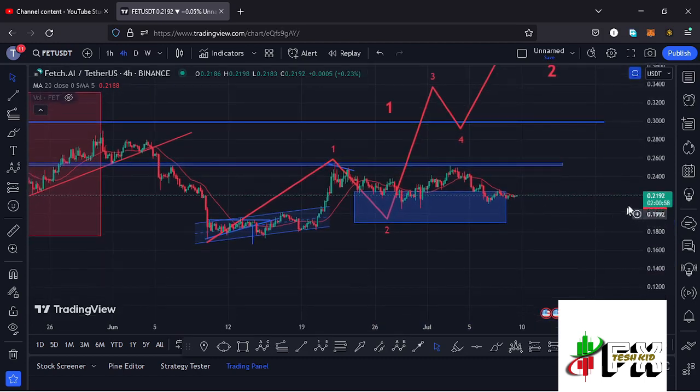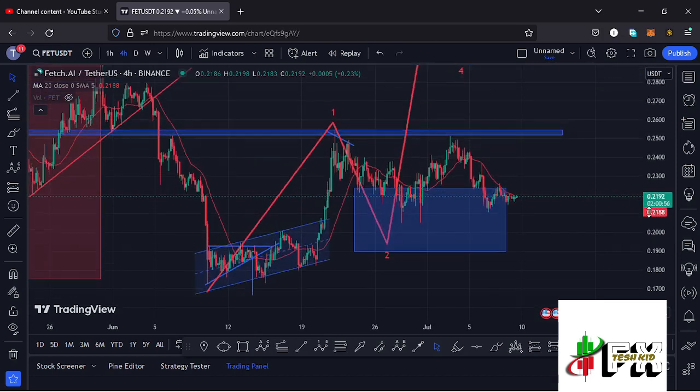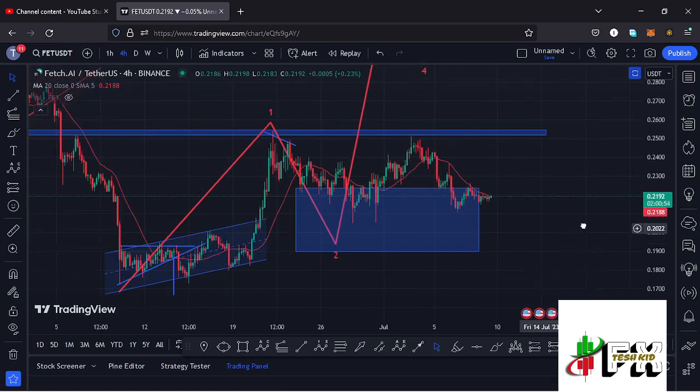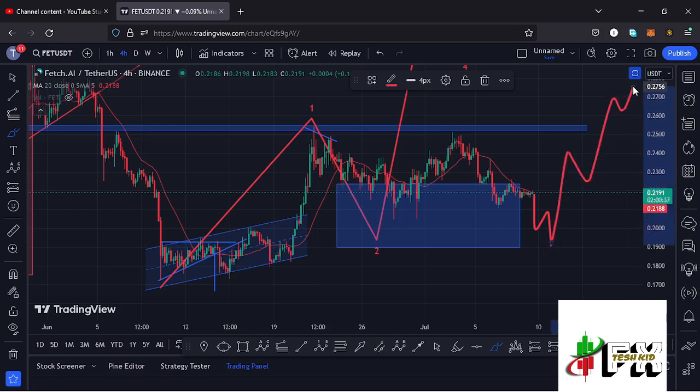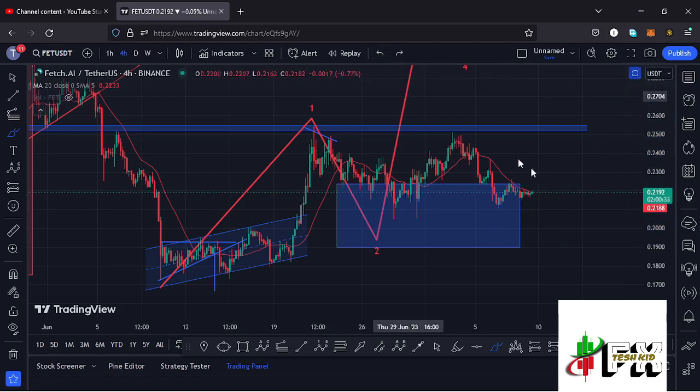Alternatively, in case we don't see a reaction soon and maybe continue seeing further weakness on the charts, suggesting further breakdown, then that will be suggesting that we are going to see further breakdown into the blue target area, maybe fully maximize the target area before we can see a reaction to the upside in the start of an impulse in the formation of that wave 3. Those are the two possible scenarios that I have in mind here on the Fetch AI chart.